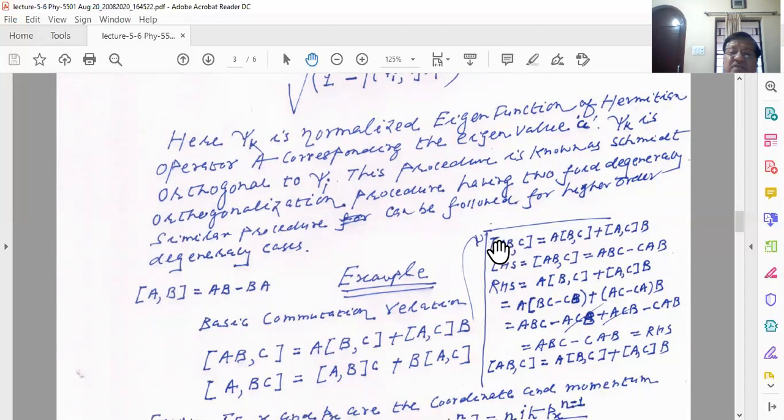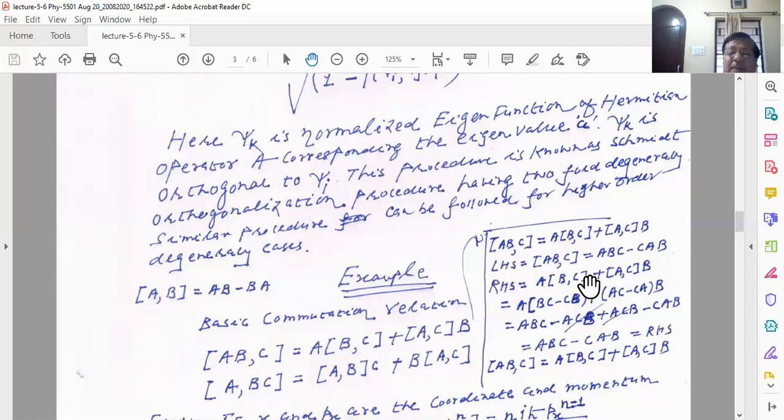You see that the first relation is the commutator of operator AB with C, and we want to derive this. So I take the left hand side. Look at the left hand side. The left hand side is the commutator of AB with C. And the commutator has a definition which we know: the commutator of A, B is A operating on B minus B operating on A.